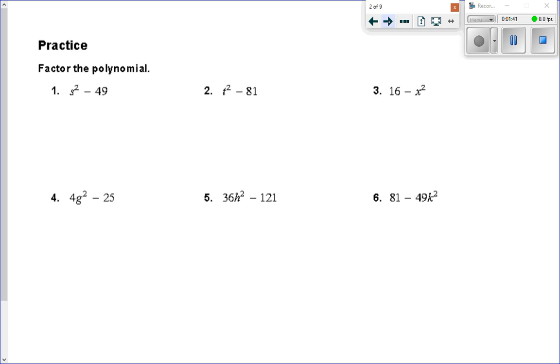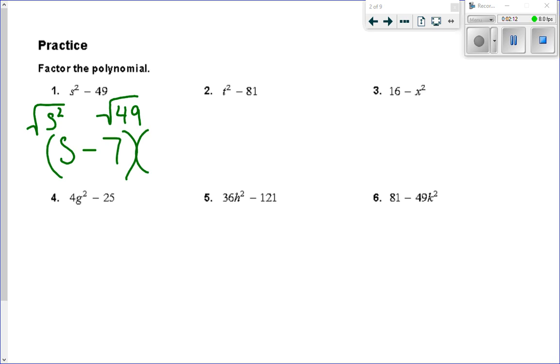Let's look at number 1 here. We have s squared minus 49. Well, when I look at that, I see that I can take the square root of s squared, and that gives me s, and I can take the square root of 49, and that gives me 7. But it's a difference of squares, so we have to put s minus 7 and s plus 7.